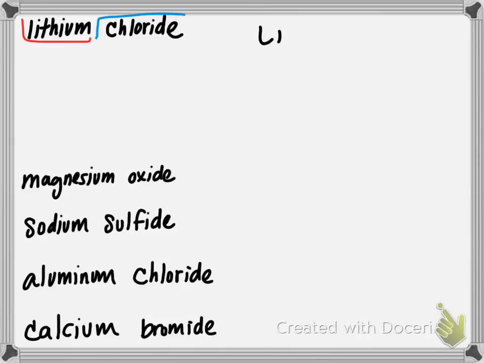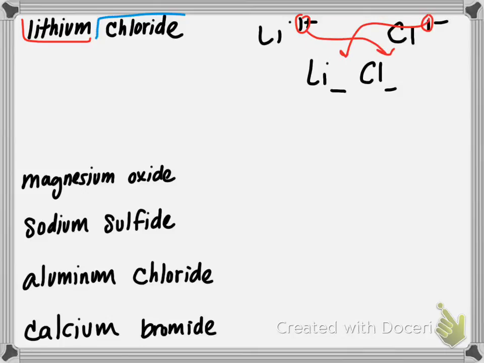Li1 plus. And what's the chloride ion look like? Cl1 minus. Crisscross, Li sub, Cl sub. Zoop, zoop. And we get 1 and 1. Last step, clean it up. What do we show? LiCl. No subscripts.